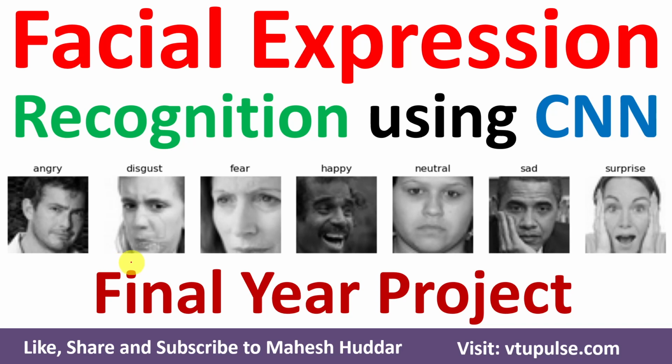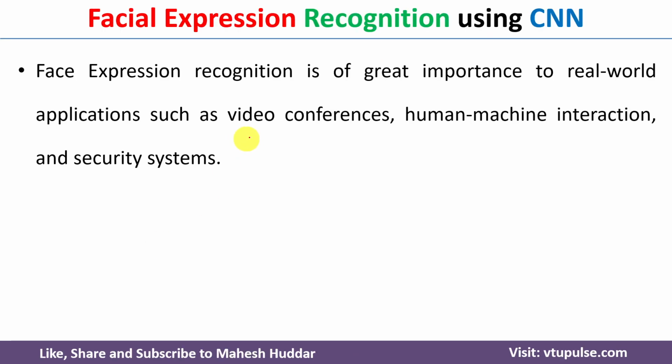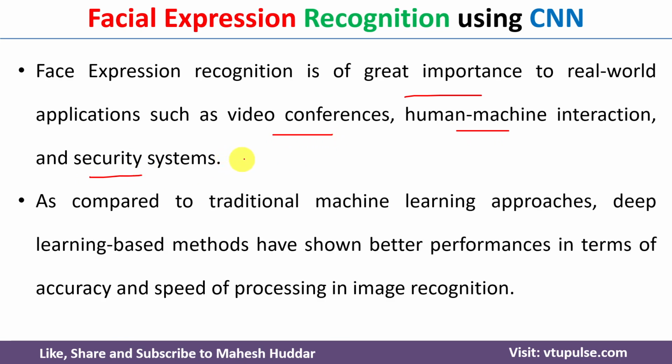Welcome back. In this video, I will discuss how to implement a facial expression recognition project using a convolutional neural network. Facial expression recognition is of great importance in real-world applications such as video conferences, human-machine interaction, as well as security systems. It can be implemented with the help of machine learning approaches, but deep learning-based methods have shown better performance in terms of accuracy as well as speed.